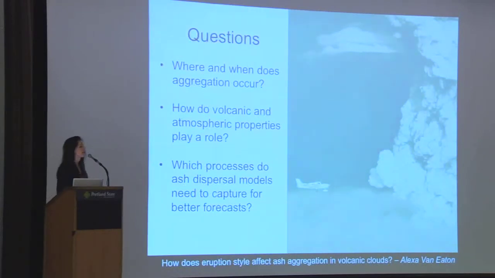So what we can look at here is where and when does aggregation occur? When have we seen that happen? How does it play into this feedback between atmospheric and volcanic processes? And what do we need to think about when we're fine-tuning and developing these models for long-distance ash dispersal?